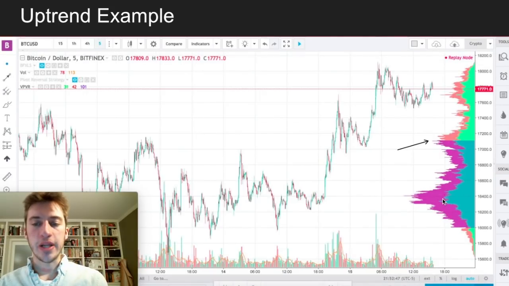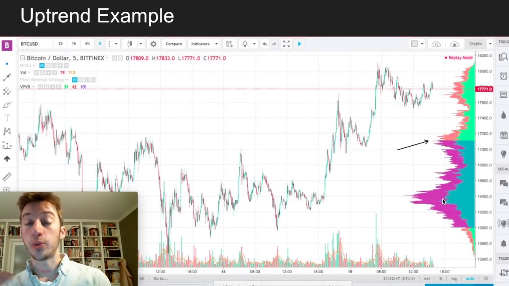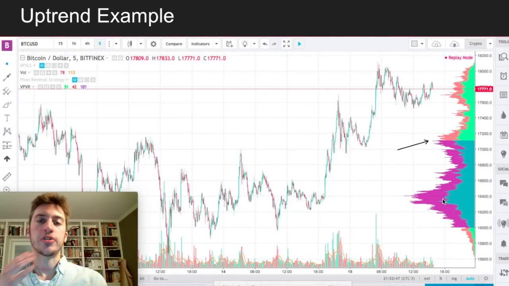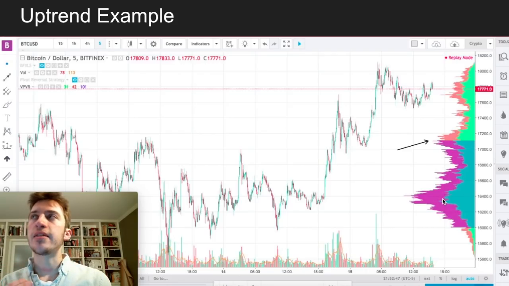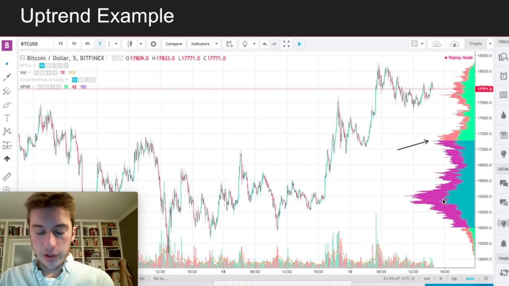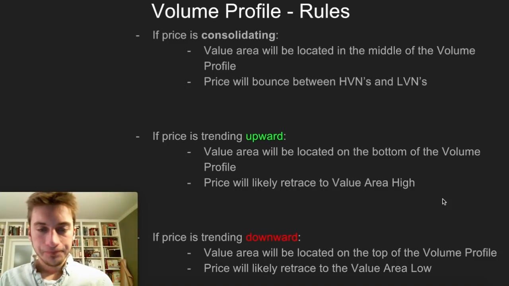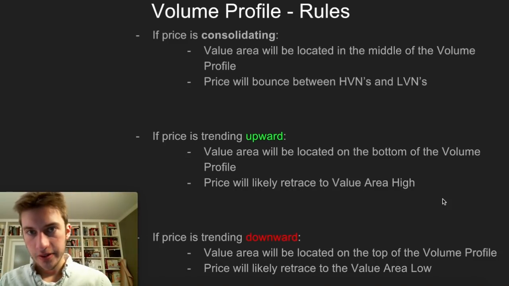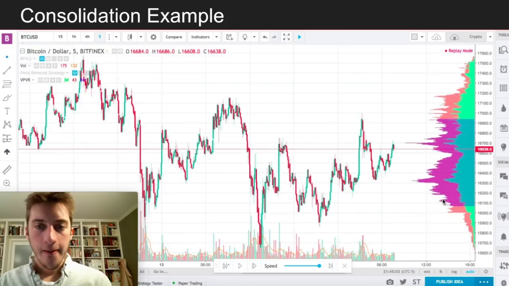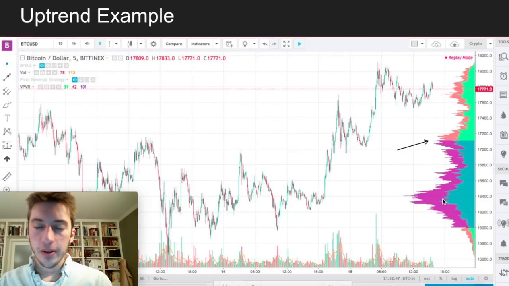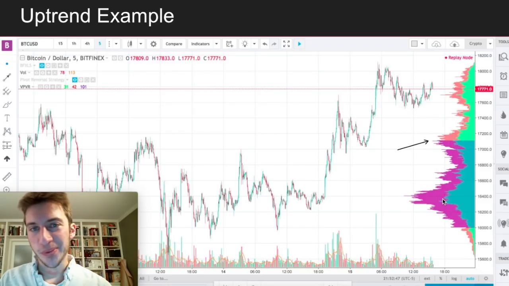Okay, so now that I led you guys through one example, I have two more examples, in an uptrend and a downtrend, and now it's your turn to guess where you think price is going to retrace to. So let me first pull up the rules again, and you can pause here if you'd like to, and let's move back. I also denoted with an arrow where price is likely to retrace to.